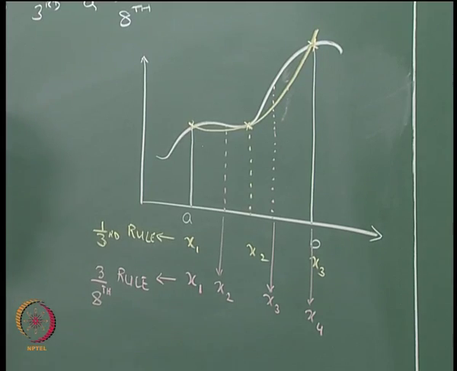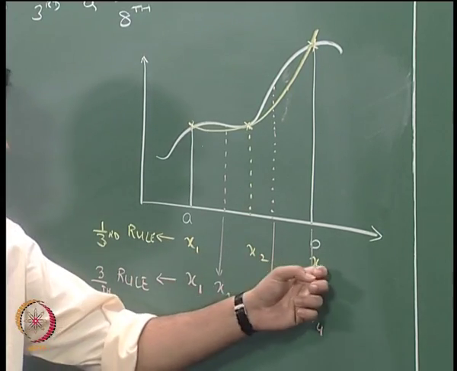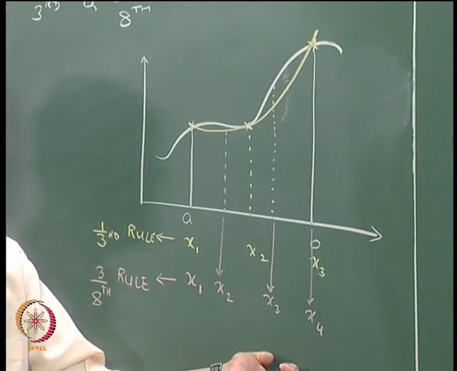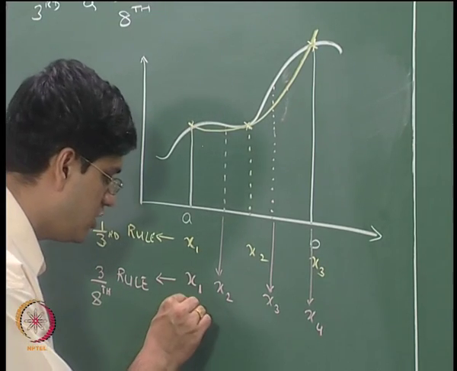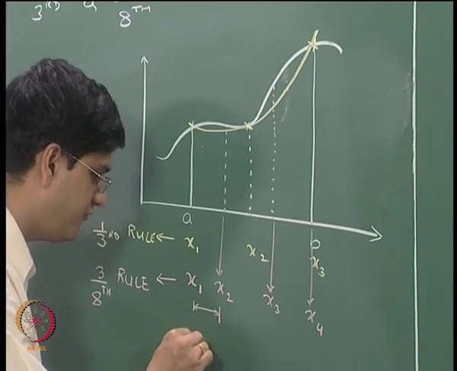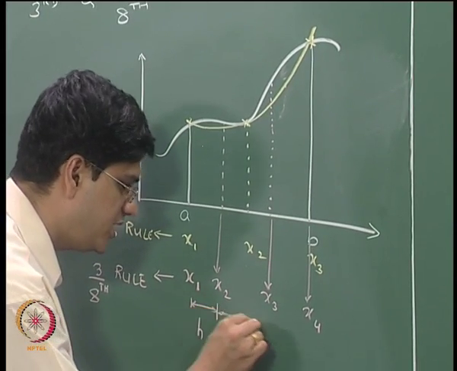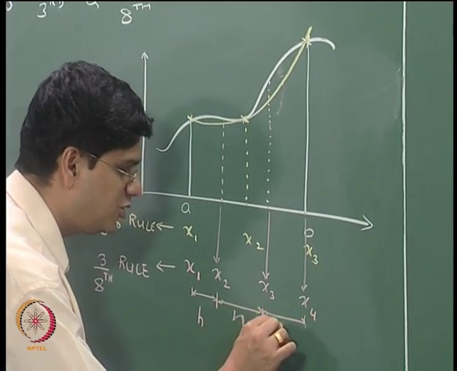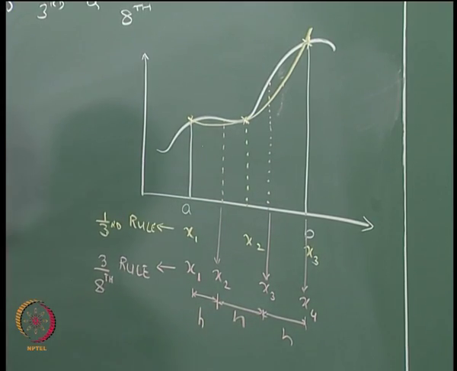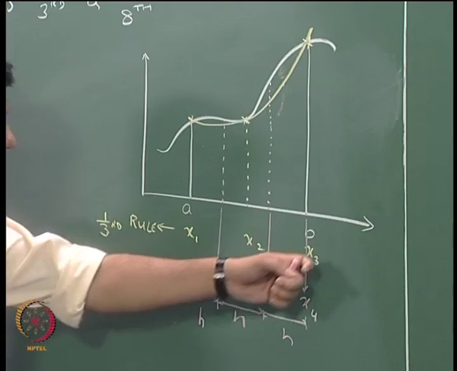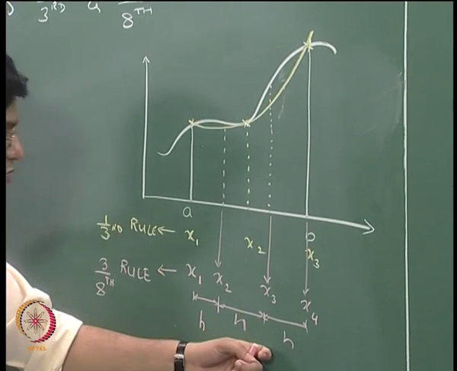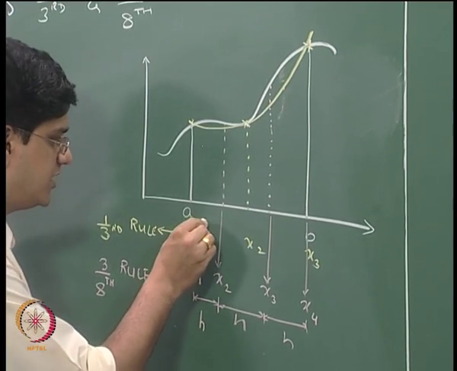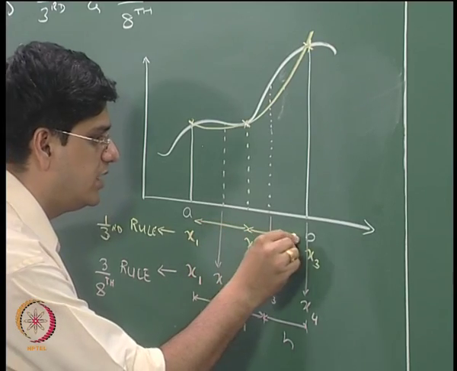Please keep in mind, do not get confused: x1, x2 and x3 for the 1/3 rule derivation are different from those in the 3/8 rule derivation. The h for the 3/8 rule is such that there are going to be 3 h's, all of them equal. Although this one does not look equal, believe me, it is supposed to be equal. So the overall area from a to b is going to be 3h in the case of Newton's 3/8 rule, whereas in the case of Newton's 1/3 rule it is going to be 2h.